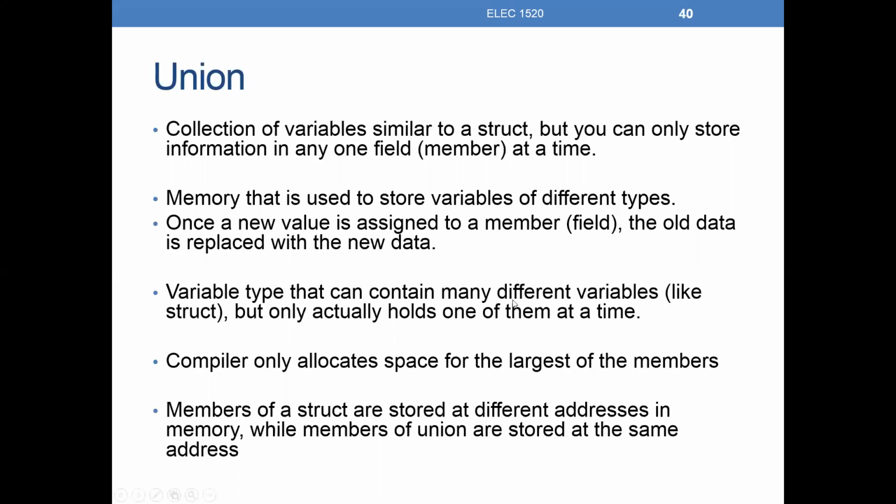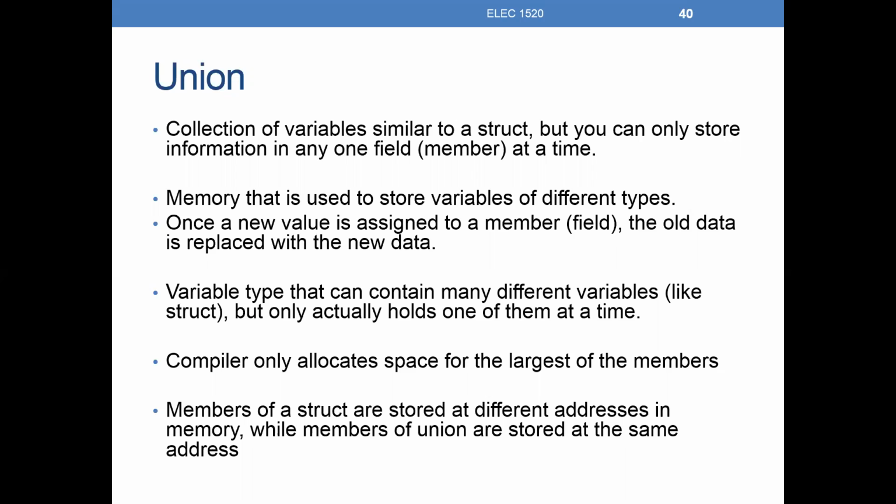So the variable type can contain many different values, like the struct, but it is only going to hold one at a time. Simply, that means you can have multiple members, only one of them can have information stored in it at a time. And the compiler is only going to allocate space for the largest of the data members. So whichever one of your data members requires the most memory is how much memory will be allocated.